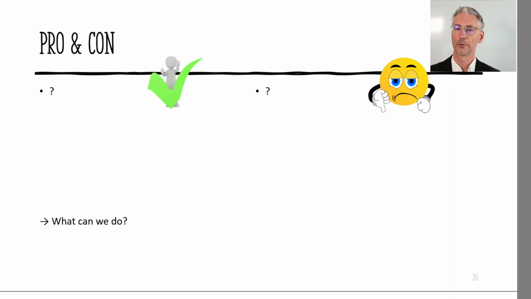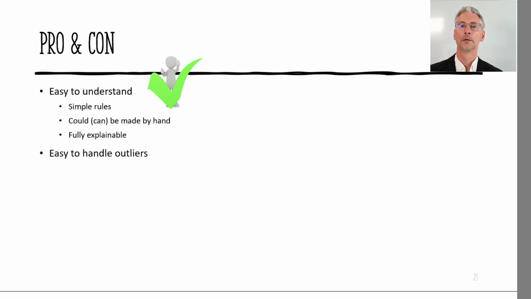So think about pros and cons for decision trees, and what can we do about this. Such a single decision tree is very easy to understand because we have simple rules, and they could at least be made by hand. That means such a single decision tree is fully explainable in the sense that at each point of the algorithm we can understand how a decision was made. It's also easy to handle outliers. If we, for example, have a cut greater than 10 in number of purchases, it doesn't matter if it's 10, 11, 12 or 2000.